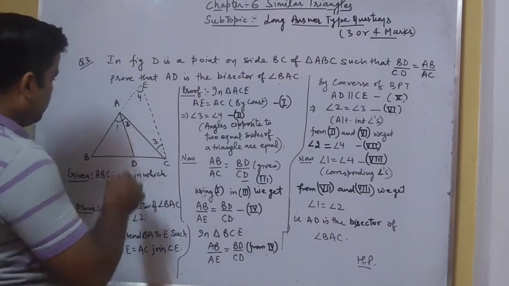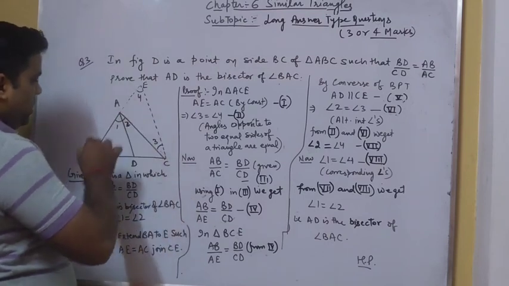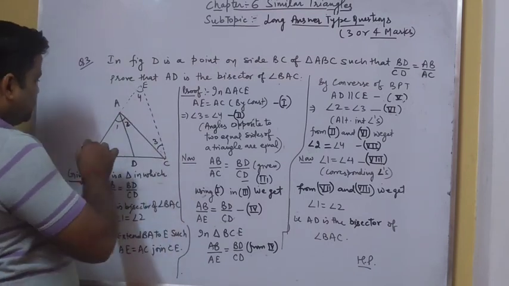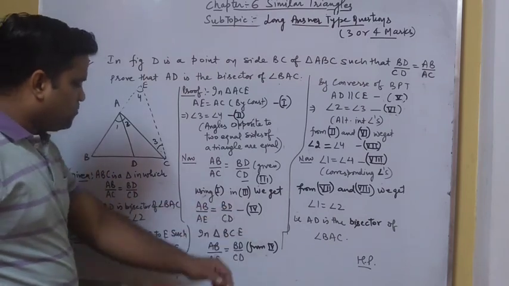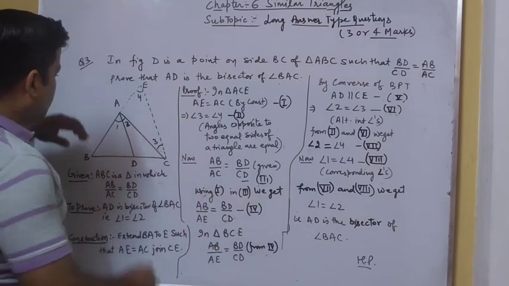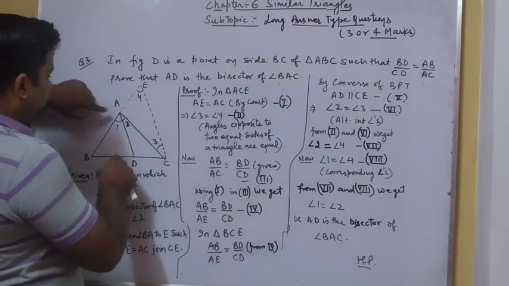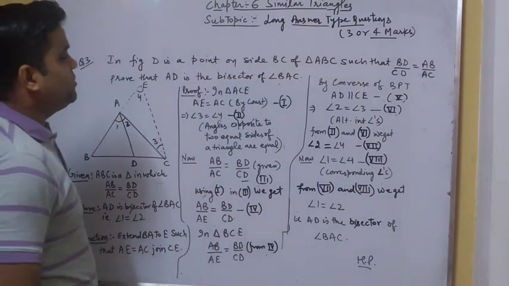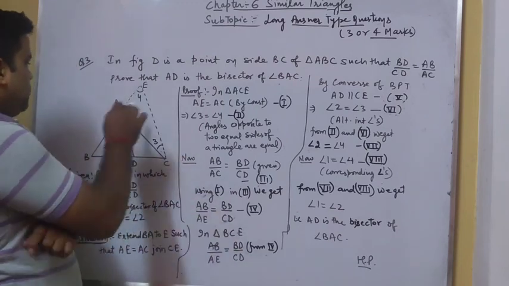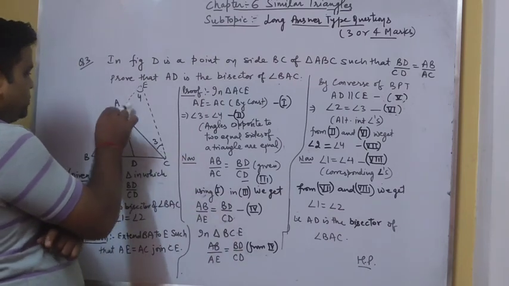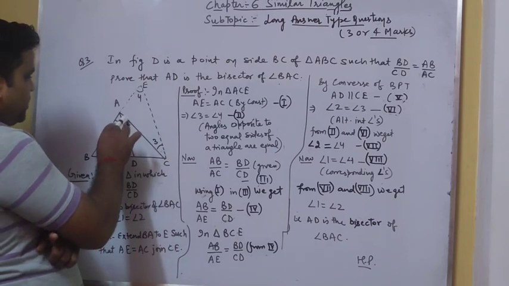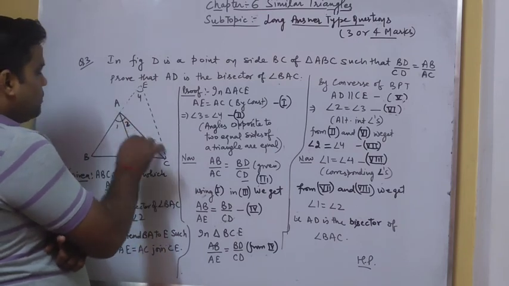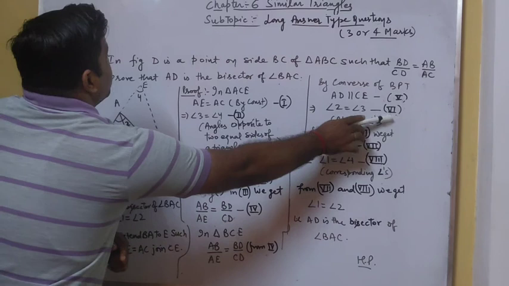Now let us come to the triangle BCE. As from the fourth equation, we have proved that, so by the converse of BPT, we can see that AD will be parallel to CE, the converse of the basic proportionality theorem. So here by this, as AD is parallel to CE, we consider angle 2 equal to angle 3, alternate interior angles. We consider it as equation number 6.